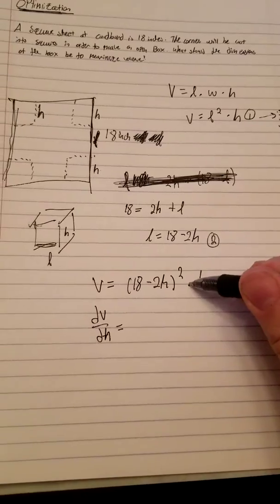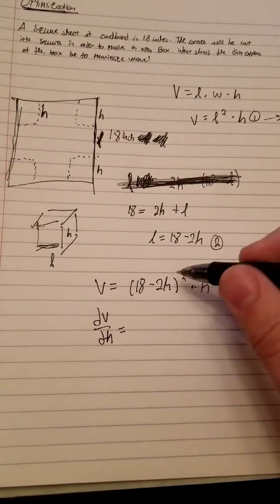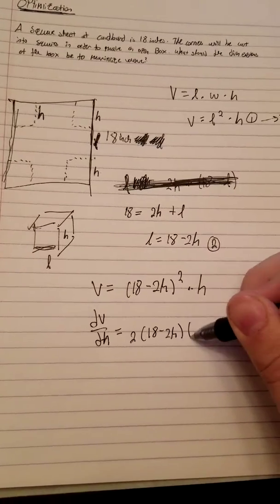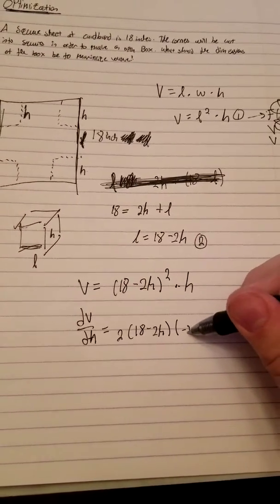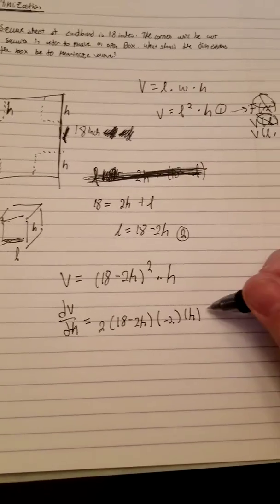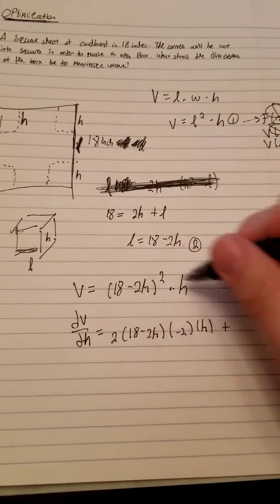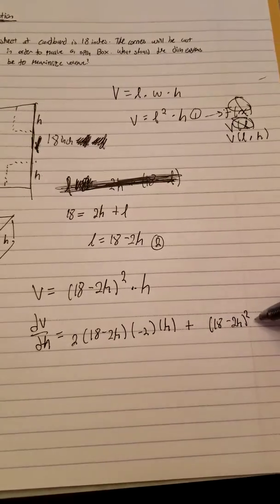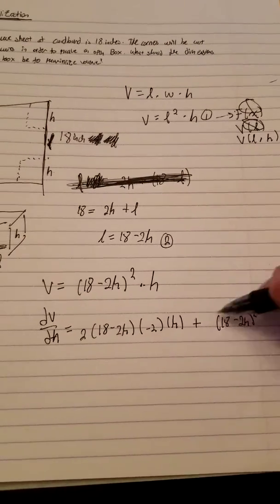Let's do some product rule real quick. F prime G plus G prime F. That'd be 2 times (18 minus 2H), times, chain rule gives us negative 2, times H, plus F, (18 minus 2H) squared. The derivative of H is just 1, so that stays like that.